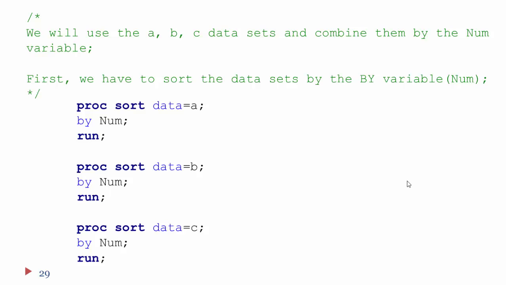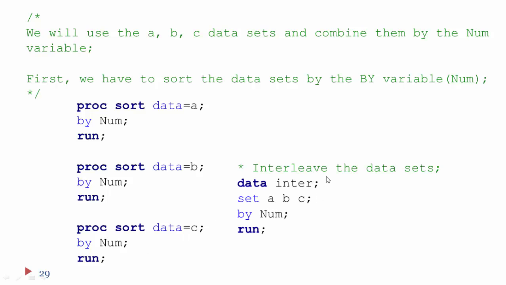Remember, interleaving works by using a by variable. Because of the use of a by variable, all of these datasets must be sorted by the by variable, which is num. So that's what we're doing here. We are sorting all of these datasets by the num variable.